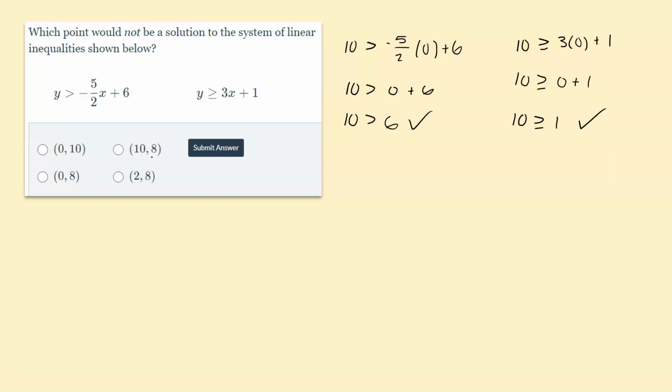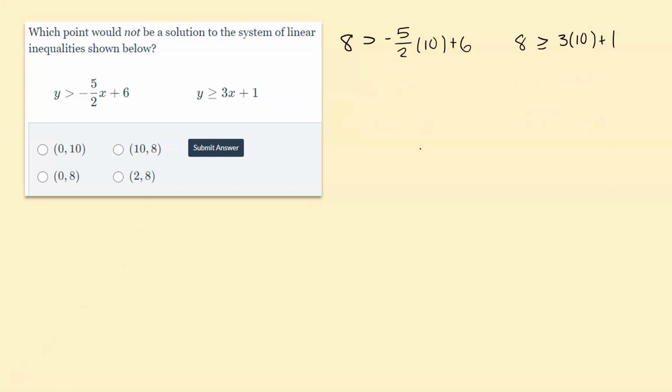So let's try this (10, 8) next. This is what it looks like if you plug in 10 for x and 8 for y in both inequalities. You get 8 is greater than negative 5 halves times 10 plus 6, and 8 is greater than or equal to 3 times 10 plus 1. Now I'm going to simplify. Negative 5 halves times 10 is negative 25, plus 6 is negative 19, so 8 is greater than negative 19, that is true.